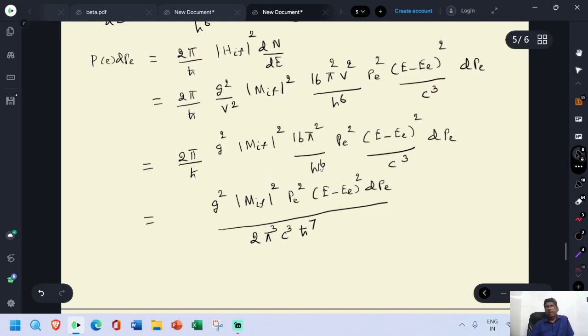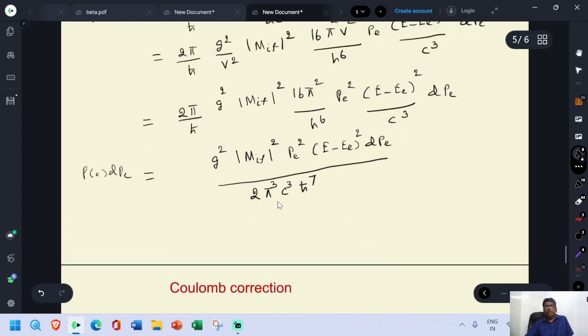Here h^6 is available, so we have to change this in terms of h^7. Already one h-cross is present, so totally we get h-cross power 7. For that we should multiply by 2π³ in the denominator. In the numerator, 32 is present, 2 into 16, so the denominator should be multiplied by 2. This is the value of P of E dP, the transition probability for an electron. Everything is okay: h-cross power 7, C cube, 2π cube.